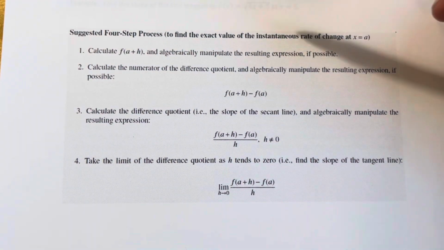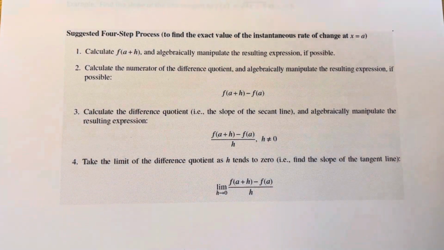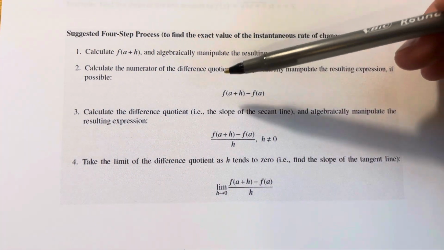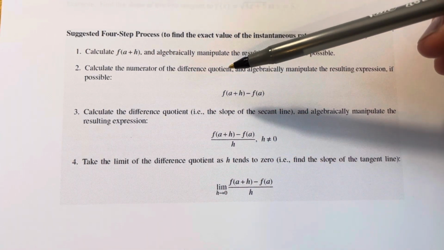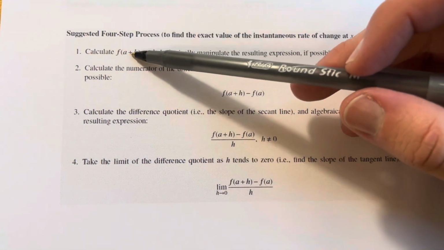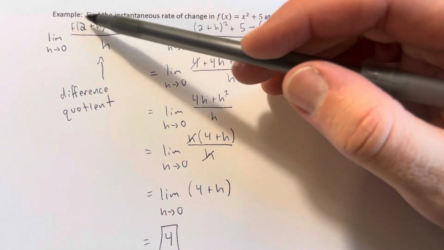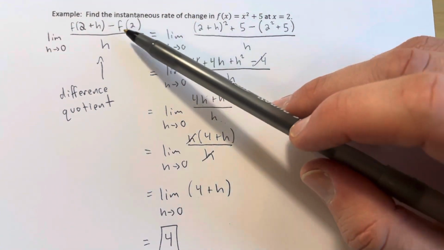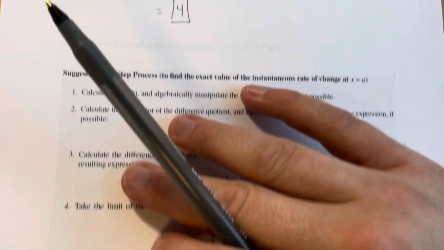This is our four-step process that we're going to follow for evaluating instantaneous rates of change using these difference quotients, okay? And you may not see me actually go through each of these steps meticulously. This is more just to give you kind of a guide if you're struggling with this. So the first thing you want to do is calculate f of a plus h. We did that up here. So f of 2 plus h, a was 2 in this case. I evaluated it. It's 2 plus h quantity squared plus 5. That's what that's equal to.